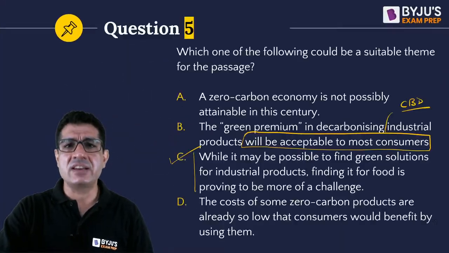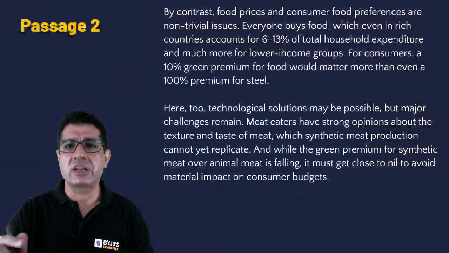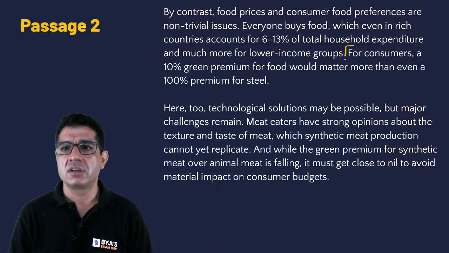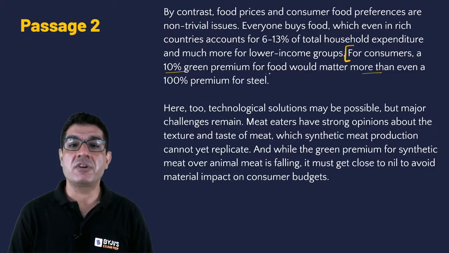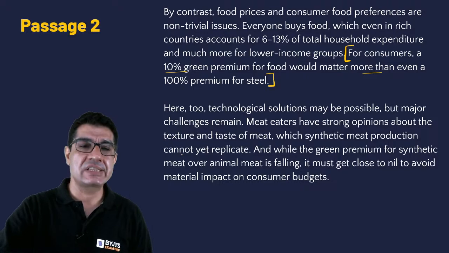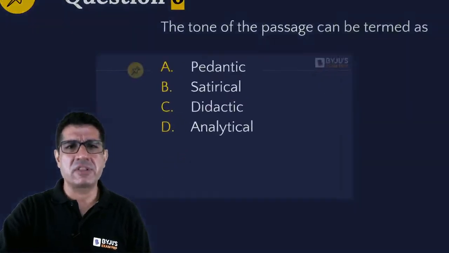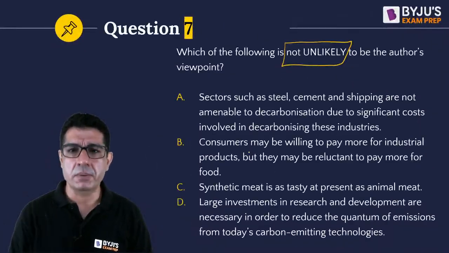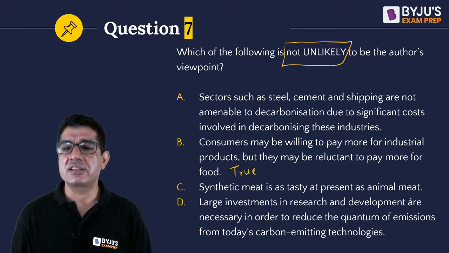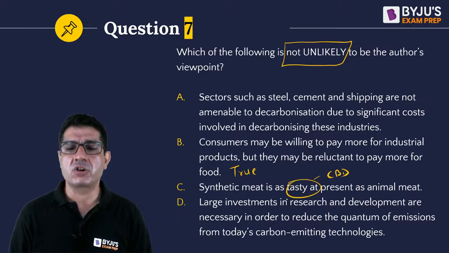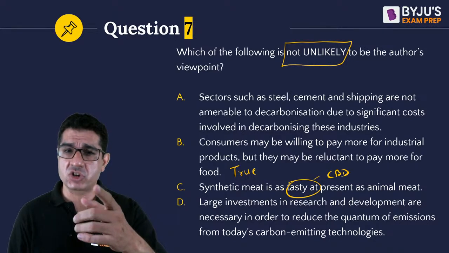I think we can infer it from this particular part of the passage. See, for consumers, a 10% green premium for food would matter more than even 100% premium for steel. So on the basis of this line, we can definitely infer B. So that's true. Synthetic meat is as tasty at present as animal meat, cannot be determined. We have not talked about taste, we've talked about texture though.